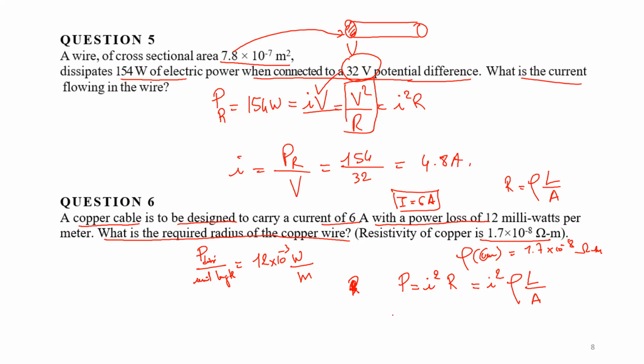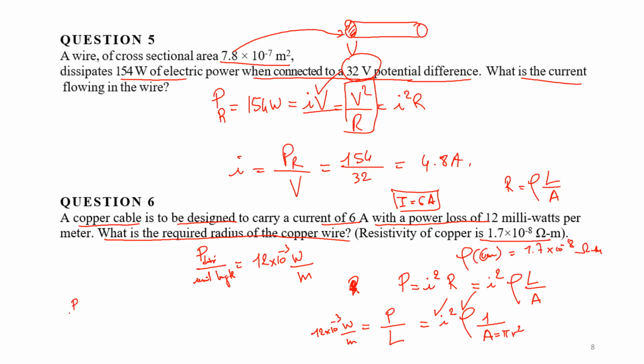So let me divide by L. So I will have power divided by L. So now I have power dissipated per unit length is just I square, current squared, multiplied by resistivity rho divided by cross-sectional area. Okay, so I know this power per unit length, it's 12 milliwatt per meter. I know the resistivity rho, I know the current I. Now what's the cross-sectional area? It's just pi r squared, because it will be cylindrical, right? So that's what I want, okay?